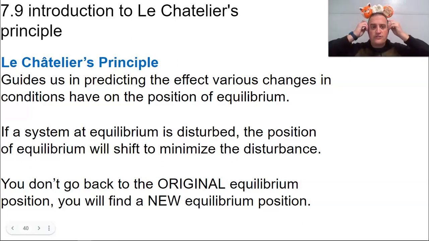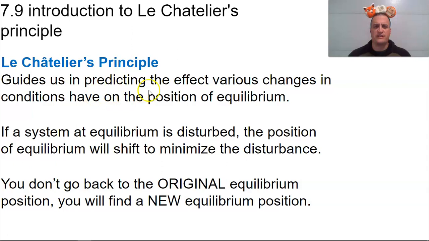Okay, introduction to Le Chatelier's principle. Le Chatelier was looking at equilibrium and seeing that once you have something at equilibrium, if you change it, how does it go back to equilibrium? So this guides us in predicting the effect of various changes you can have on position. If a system is disturbed, the position of equilibrium will shift to minimize this disturbance.